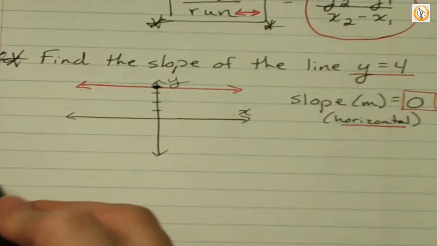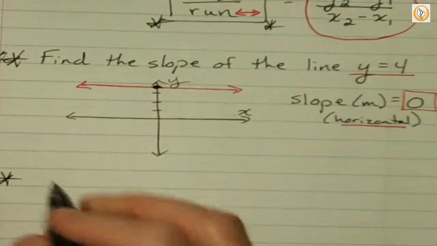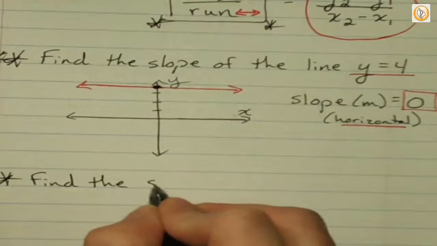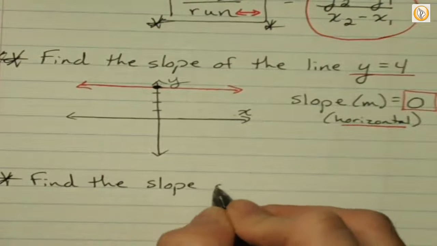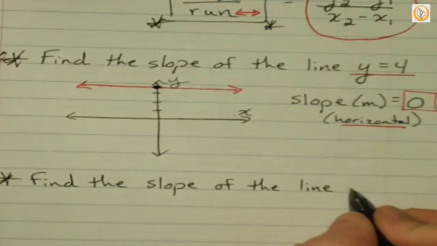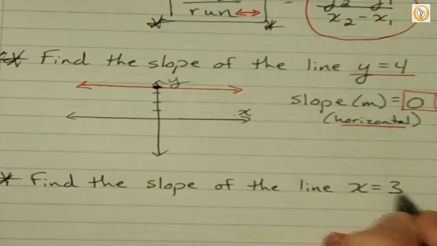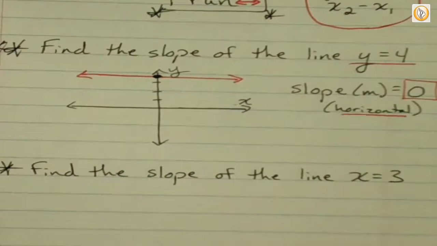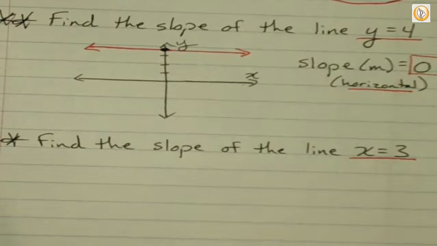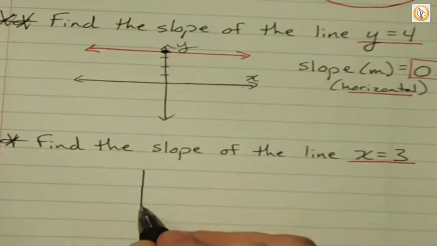All right. Let's say we want to find the slope of the line x equals 3. Okay, here's a different one. This time it's x equals 3. What does that graph look like? That's right, it's going to be vertical.